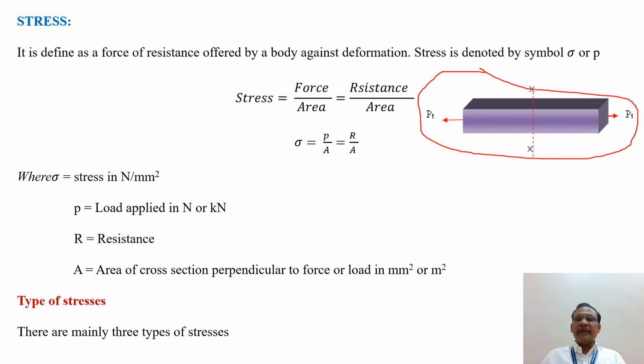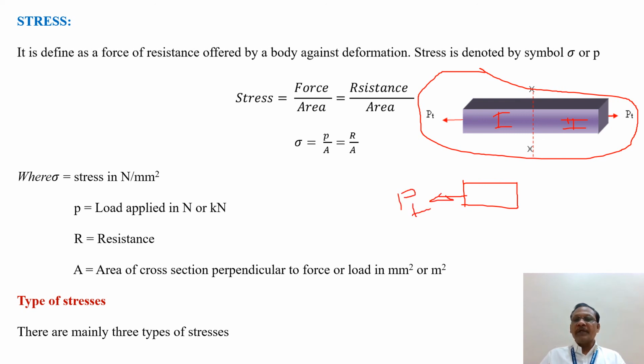It is subjected to tensile force PT and PT on both sides, equal in magnitude and opposite in direction, and we have taken a section at this point. If you want to keep the first part of the section in equilibrium, and this is the second part of the section, then if you draw the free body diagram of the first part, you will get this force PT.